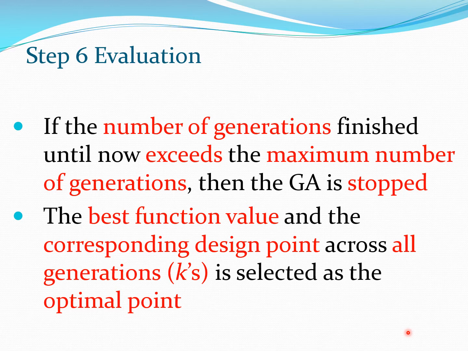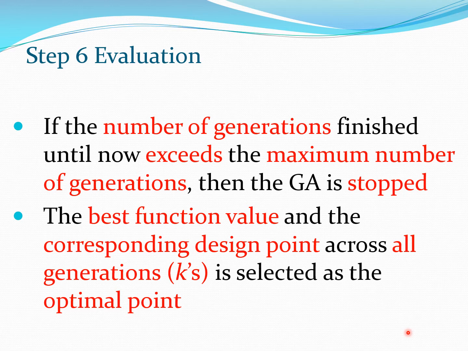Now at this point you check if the number of generations has exceeded the maximum number of generations which you have specified. That may be something like 30 to 50, and in that case you stop the GA. And now you take the best function value and the corresponding design point across all these generations, that is the k values, and select that as the optimal point.